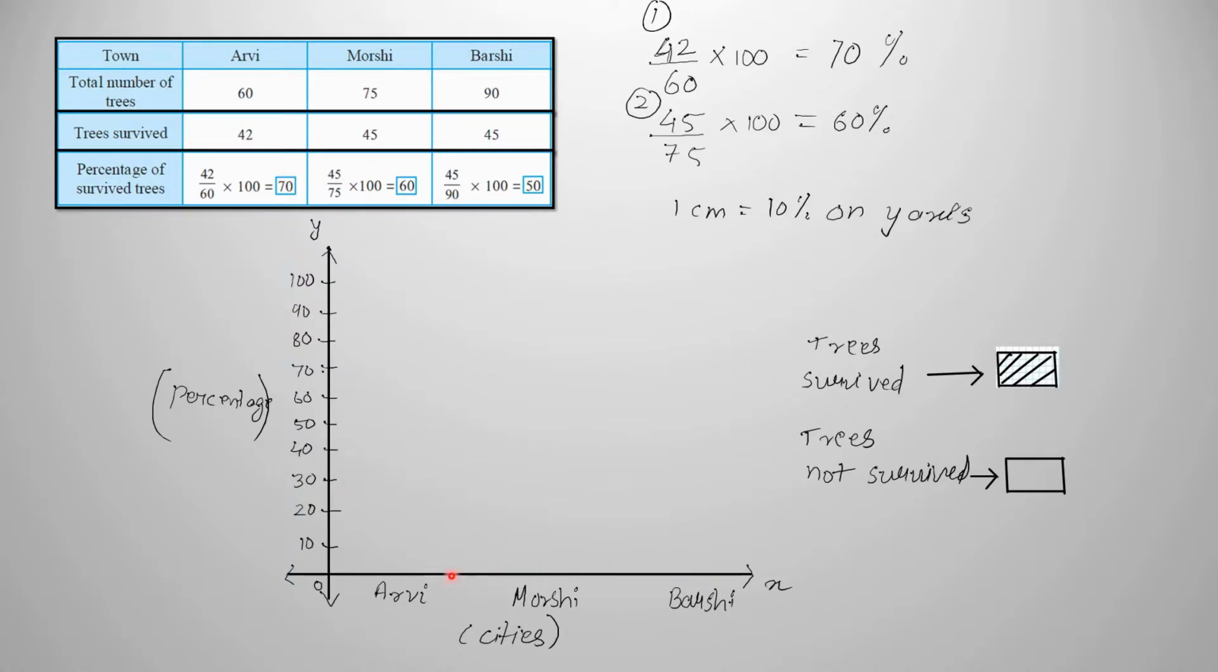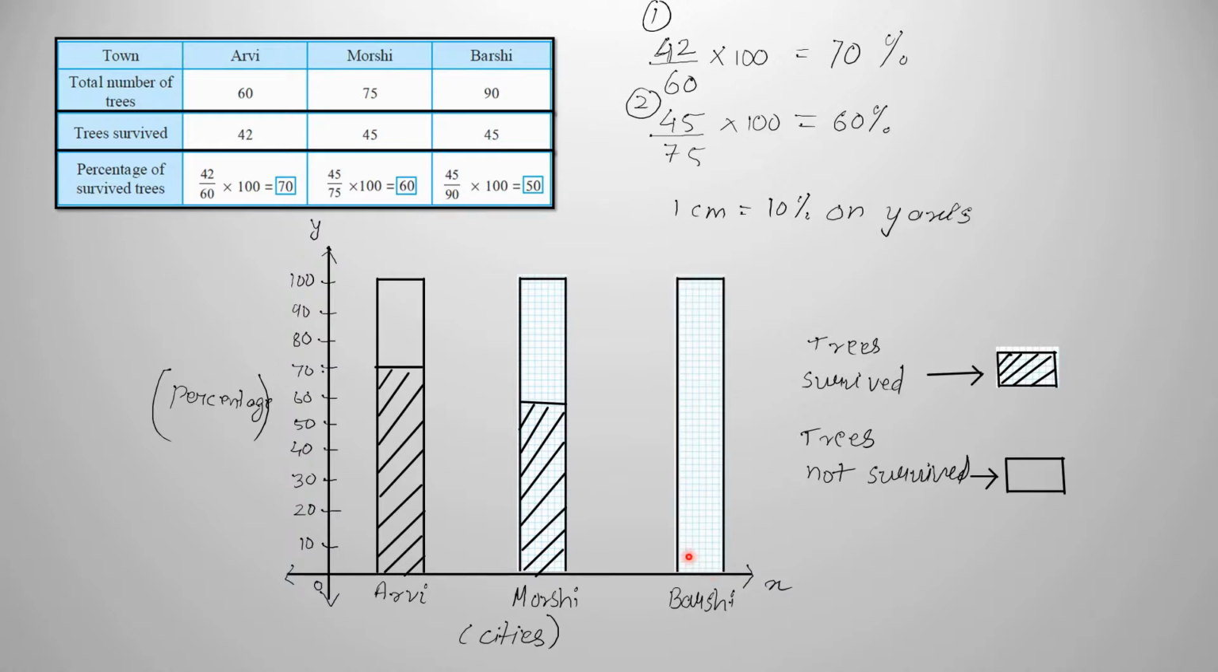Now, you draw three bars that would represent three towns: Arvi, Morshi, and Barshi. Now, there would be two categories in this. First is the trees survived, denoted by the slanting line patterns, and second were the trees that did not survive, that would be denoted as blank. Now, in Arvi, the percentage of trees survived is 70. So you mark up to 70 and you draw the pattern. So this 70% would represent trees survived and the remaining 30% would be the trees that did not survive.